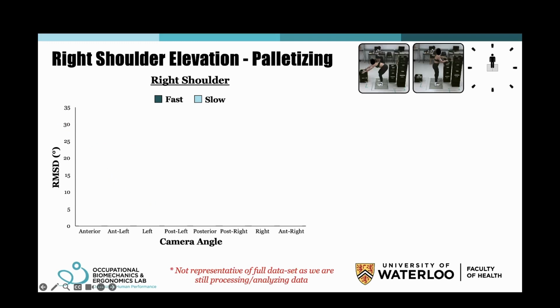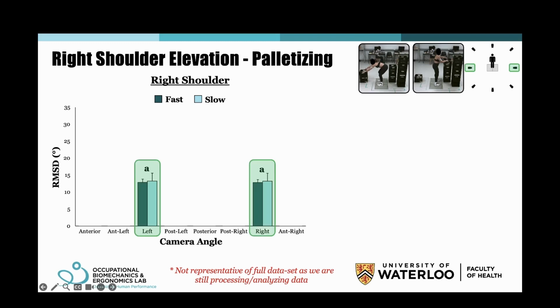Okay, so now we're jumping to a different task. The above shoulder work was very stationary, looking straight ahead. In palletizing, we have rotation of the body, turning back and forth. So we're just going to look at the right shoulder elevation angle for palletizing. Again, the graphs are going to be set up the same.